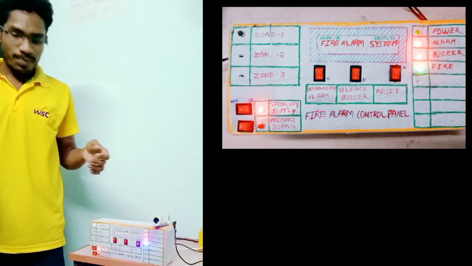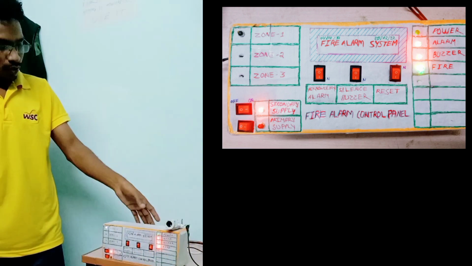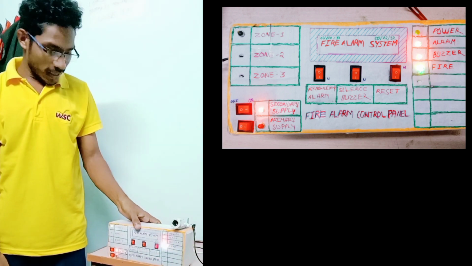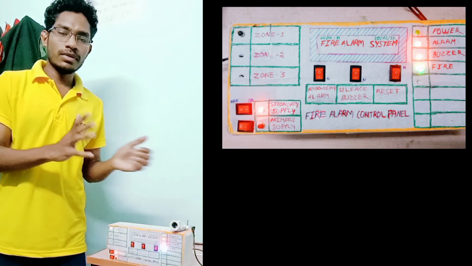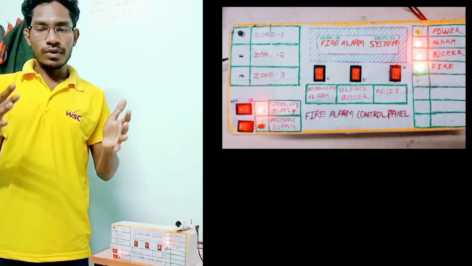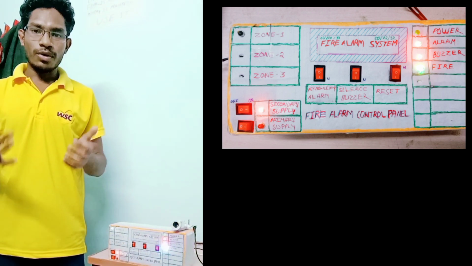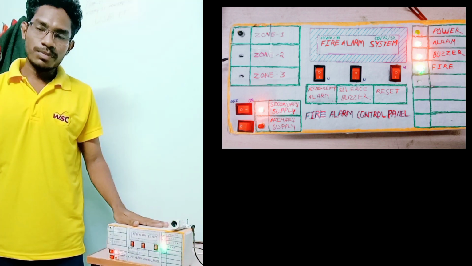But when you have no original primary supply, your battery backup also works, and you know where the fire is, so you can go and extinguish it. Also you can save people's lives and your buildings or properties. So it is very important for any building or home.